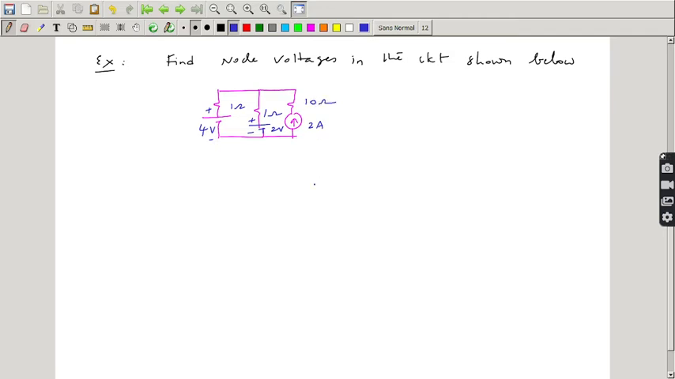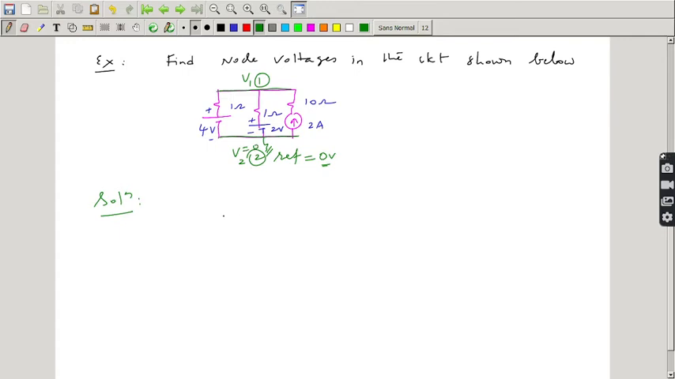Now, as per the procedure, the first point, we need to identify how many nodes there are. There are 2 nodes. This is one node, a common node, and here also it is a common node. You can take this as the second node, and the potential of this node is equal to the ground, so I can take it as the reference node, and this voltage should be 0. Solution for this: second point, assign the voltages at each node. I can take this as V1 and this as V2, which is equal to 0.